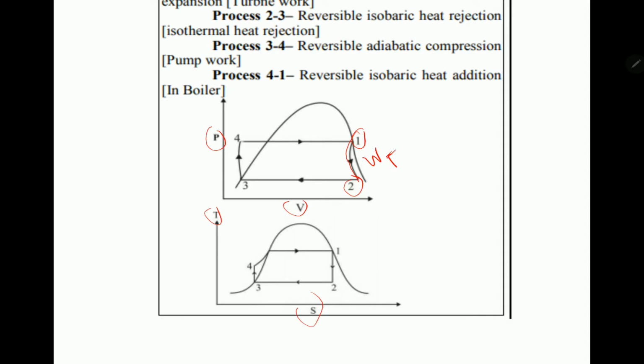and process 2 to 3 is reversible isobaric heat rejection. So it is also isothermal heat rejection. So process 2 to process 3. Now process 3 to 4 is reversible adiabatic compression and it is known as pump work. So we can write here Wp. Process 3 to process 4, and at last process 4 to 1 is reversible isobaric heat addition in the boiler. So this is process 4 to process 1.